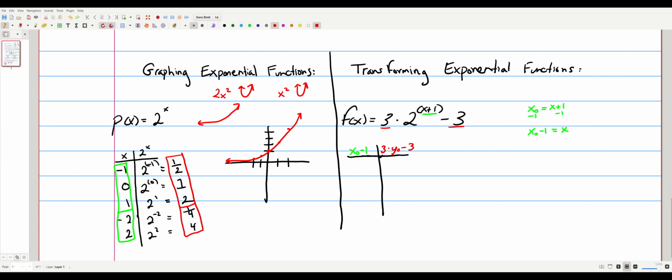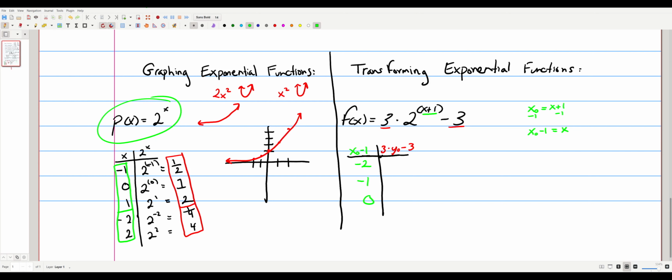For the most part, exponential functions are defined by really only 2 points. So you don't even need the third one, but we'll just do it here as being a little more thorough than we necessarily have to be. To figure out our x's for this function, all we have to do is take our old x's from the parent function, p of x equals 2 to the x, and subtract them by 1. So we take this -1, we subtract it by 1, and we get -2. 0 minus 1 is -1, and 1 minus 1 is 0.